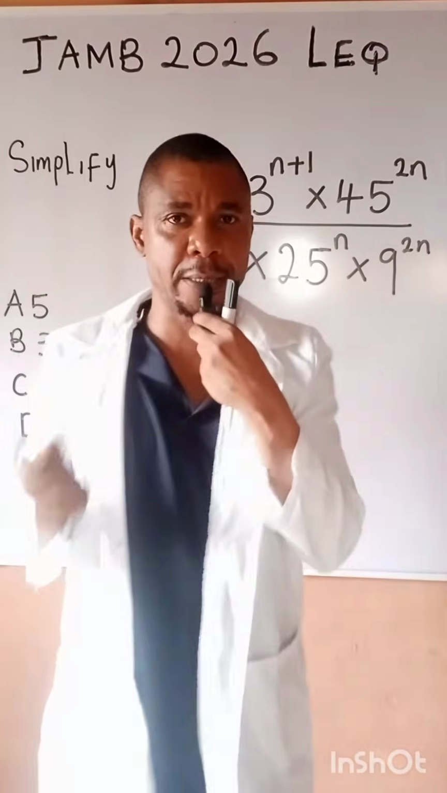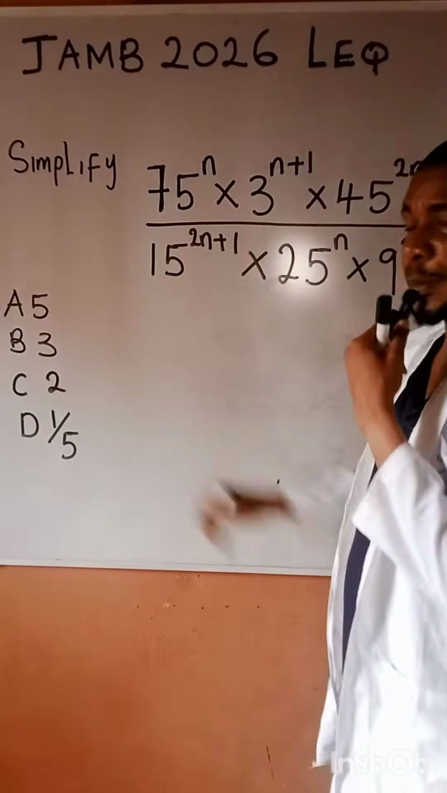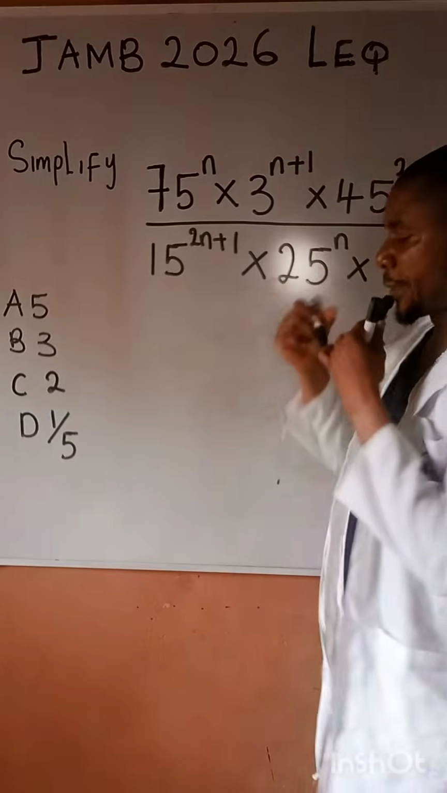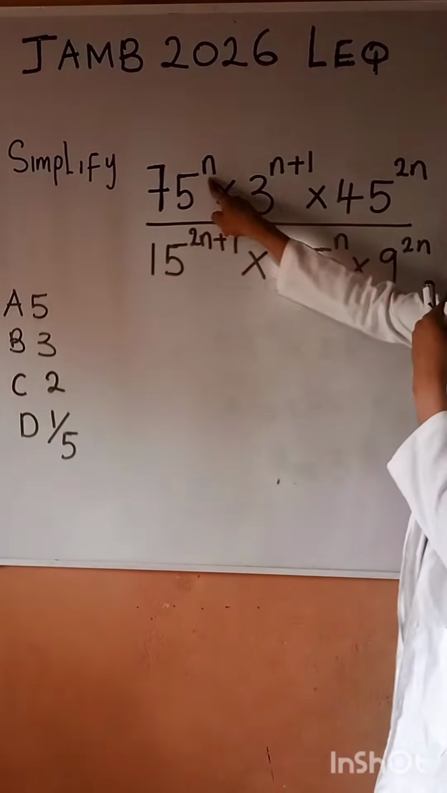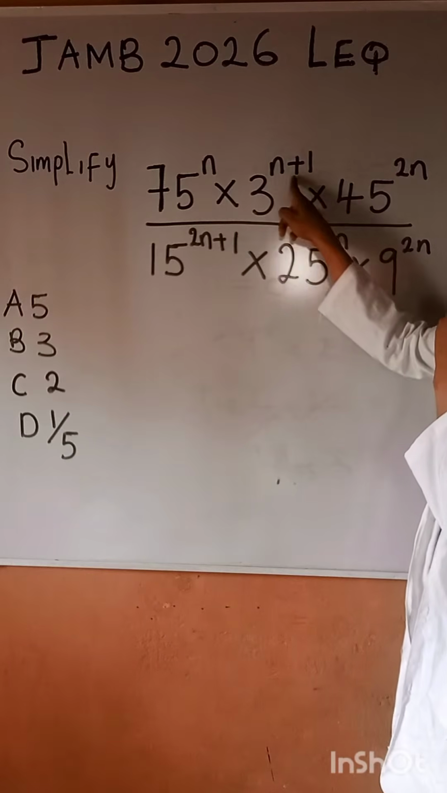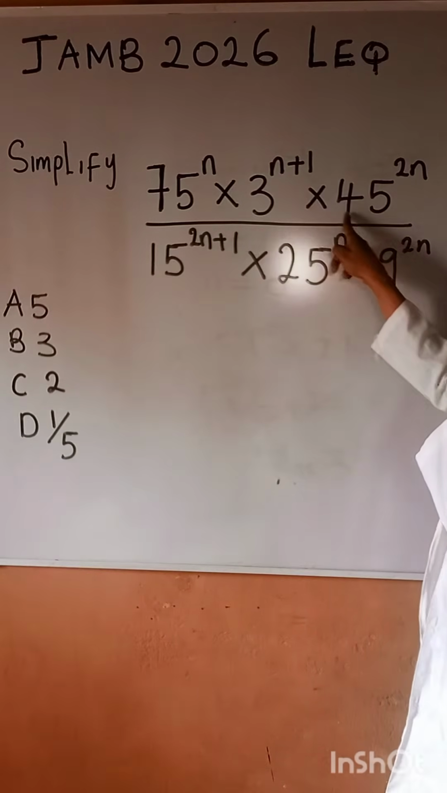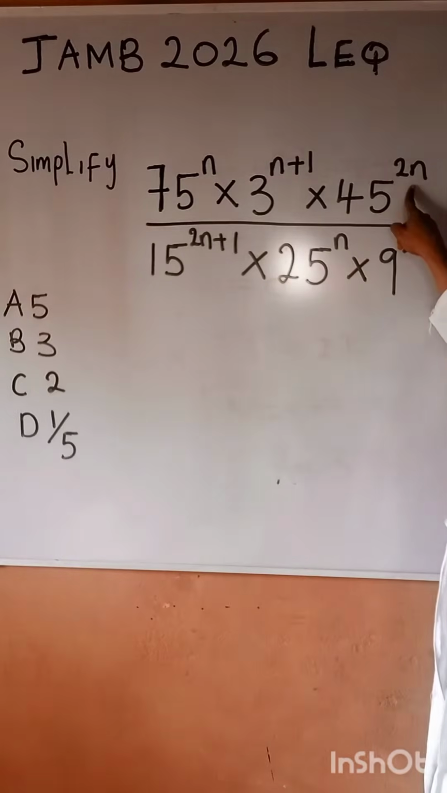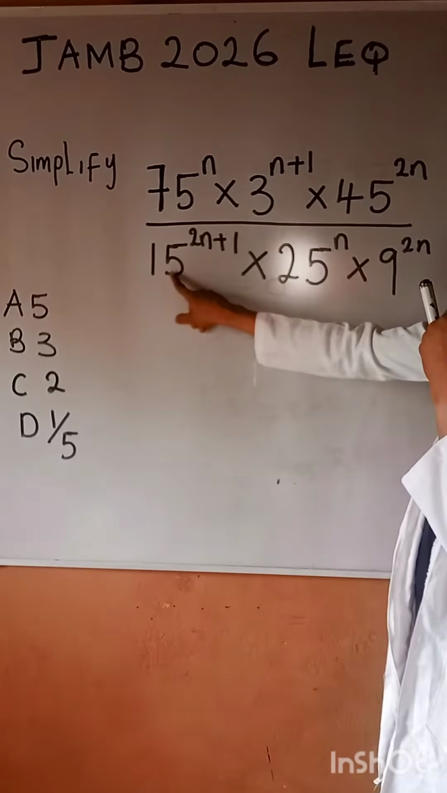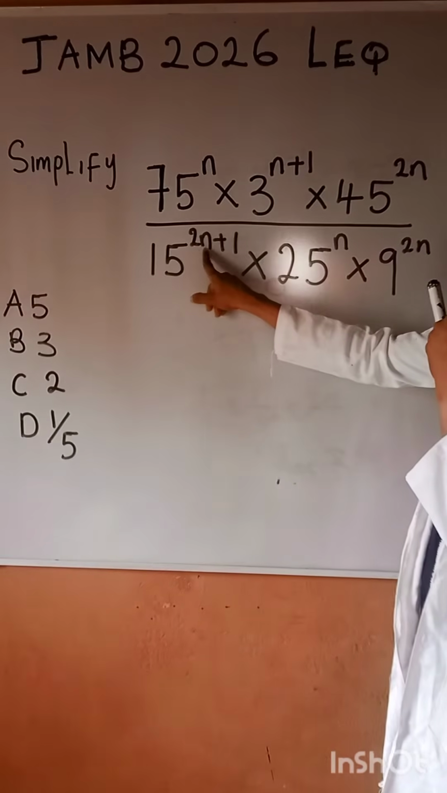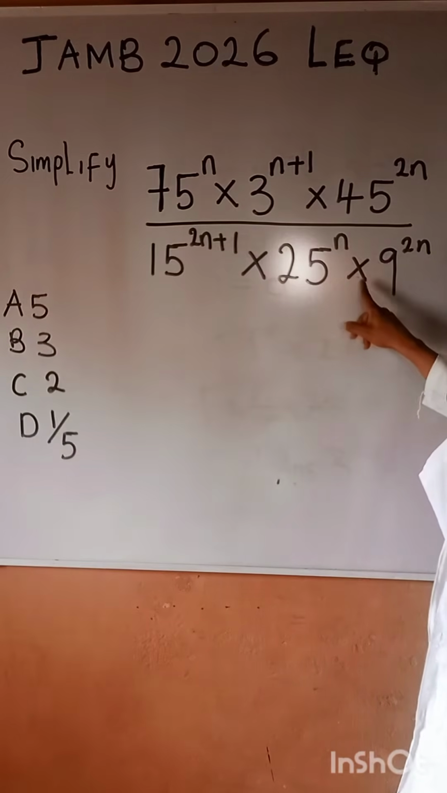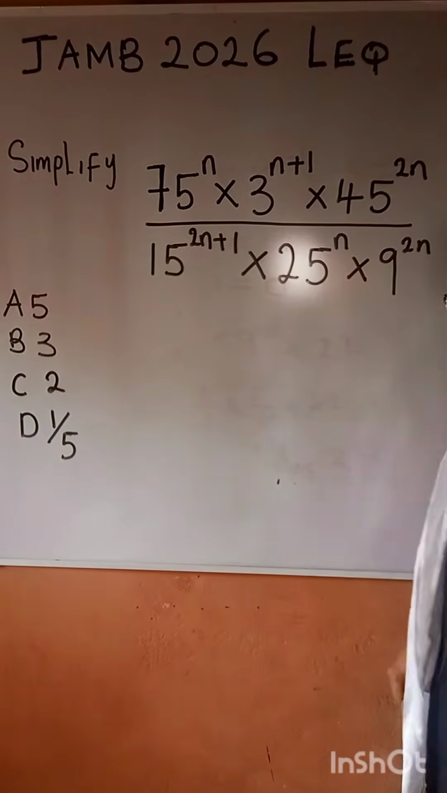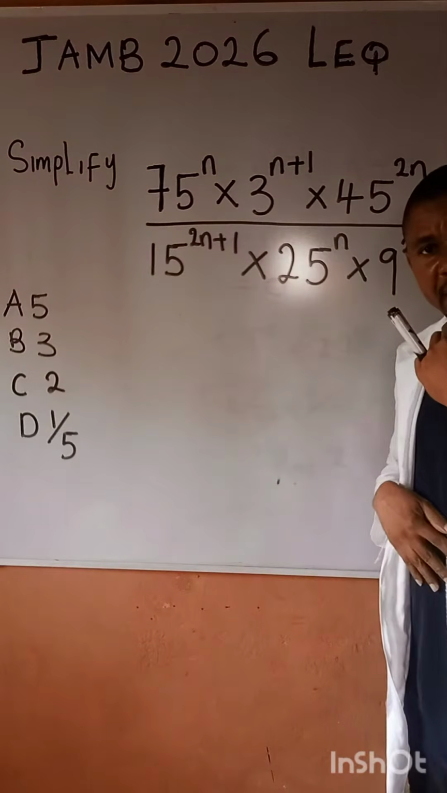Look at this question. It says simplify. That is question number 2. It says simplify: 75 to the power of n times 3 raised to the power of n plus 1 multiplied by 45 raised to the power of 2n, divided by 15 to the power of 2n plus 1 times 25 raised to the power of n times 9 raised to the power of 2n. So we should simplify this.